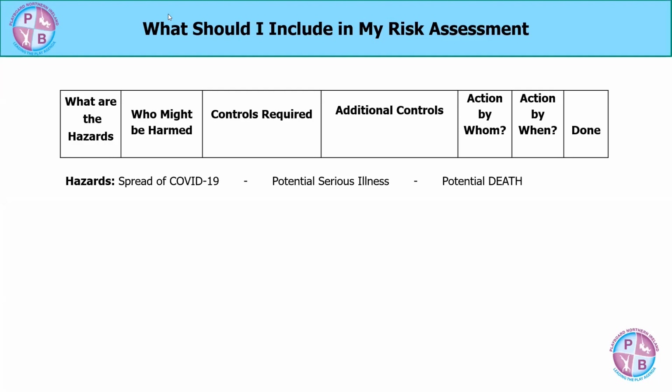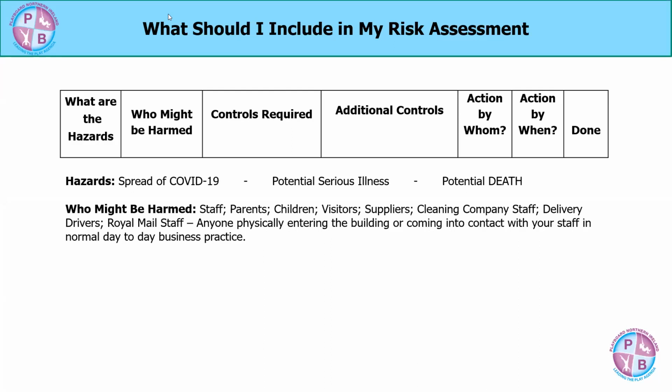So who might be harmed? Staff, parents, children, visitors, the person who refills your water supplies, anybody who's making a delivery to your setting. Royal Mail, anyone physically entering the building or coming into contact with your staff in your normal day-to-day practice. So when you're doing the risk assessment, you're trying to assess the risk to those people as well as to your children and to your staff on site. And therefore you need to put the measures in place that will protect everybody equally.